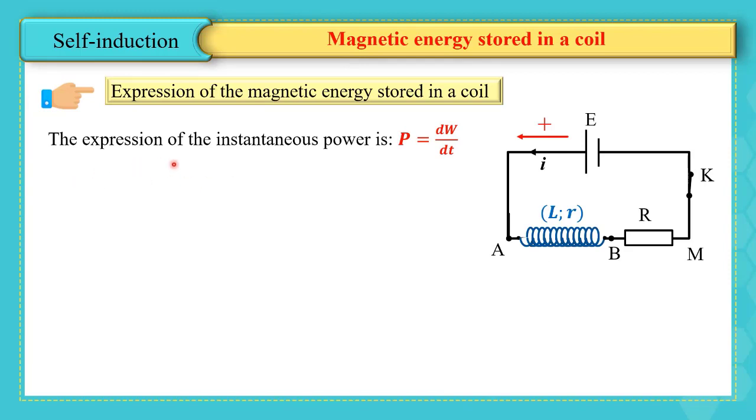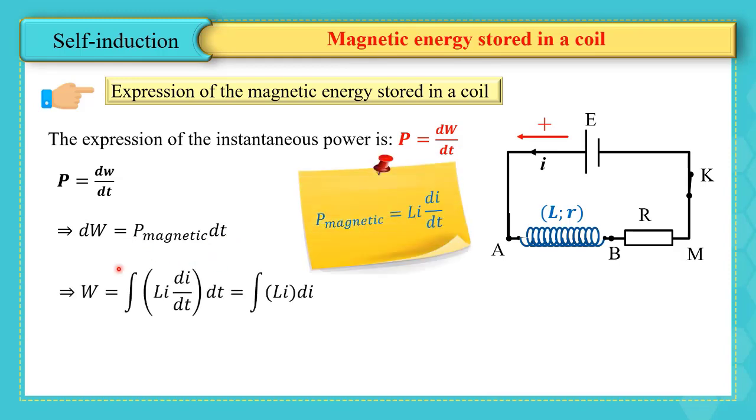Now, the expression of the instantaneous power is P = dW/dt. So dW = P dt. Now, integrating both sides with respect to time, we obtain W = ∫ Li (di/dt) dt, which is the P_magnetic times dt. We cancel dt with dt. We obtain W = ∫ Li di.